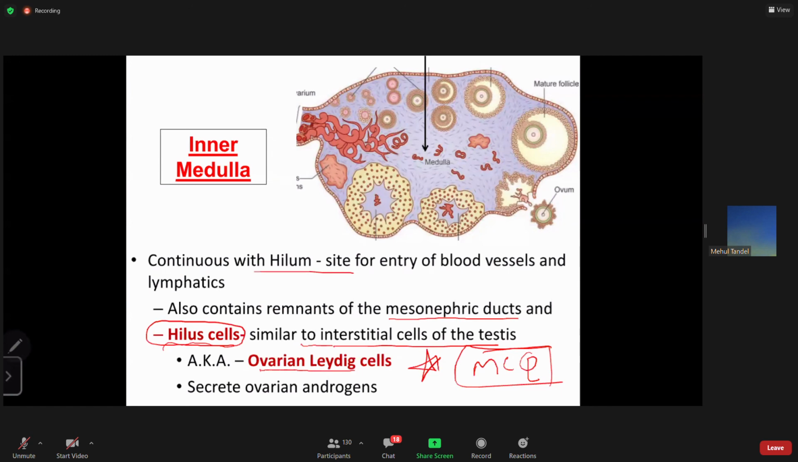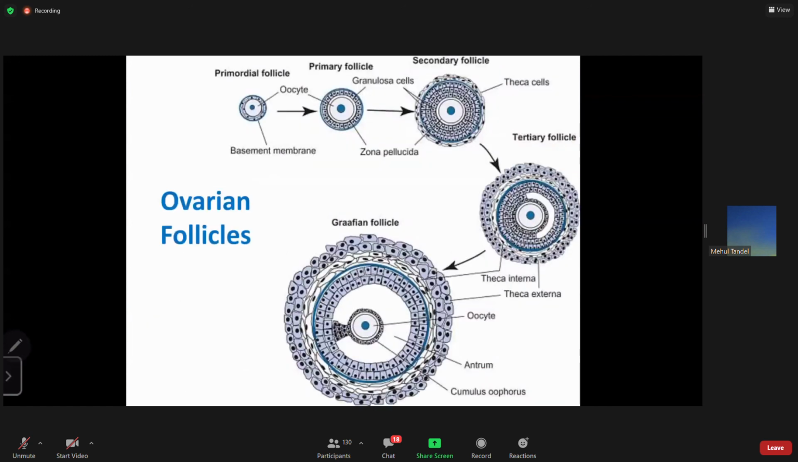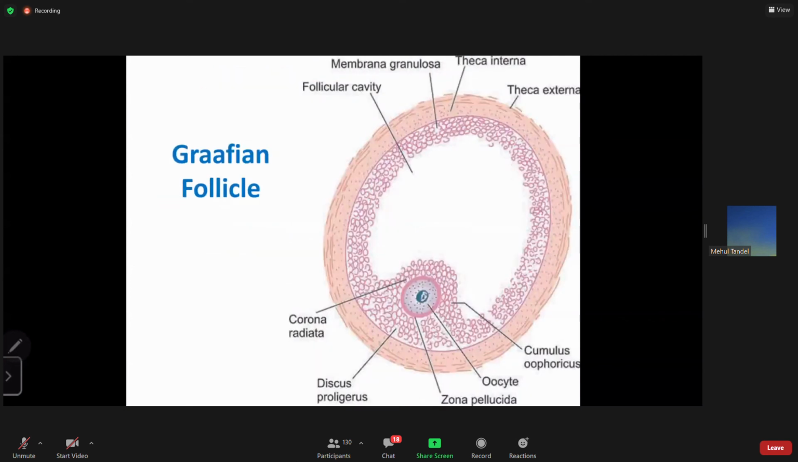Okay, these are the ovarian follicles in the various stages of development. We will not discuss details of these follicles because it is already covered in the embryology lecture. Primary follicle, secondary, tertiary, and Graafian follicle, the mature Graafian follicle. Okay, this is a Graafian follicle. You know the structure of the Graafian follicle.